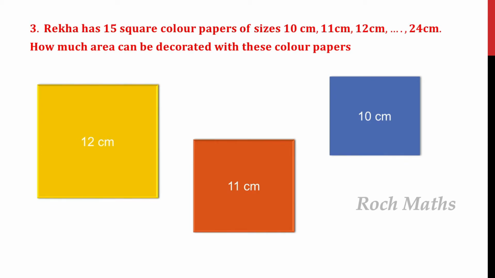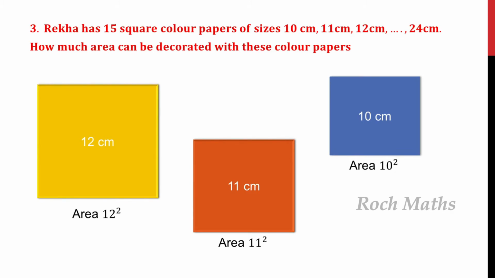All are square papers. What is the area of a square? Area of the square is side into side, because in a square, all the sides are equal. So for the 12 centimeter square, the area is 12 square. 11 centimeter square paper, the area is 11 square. 10 centimeter square paper, the area is 10 square. Now she is going to arrange all the color papers together to form a bigger square.